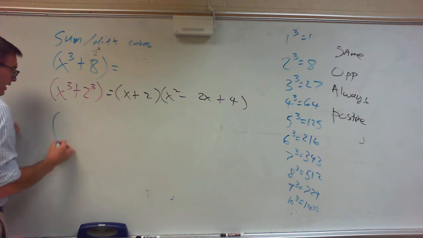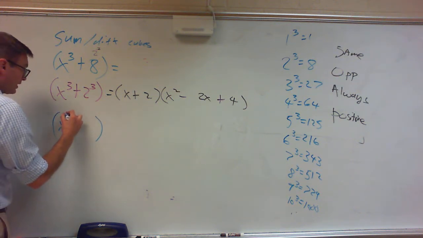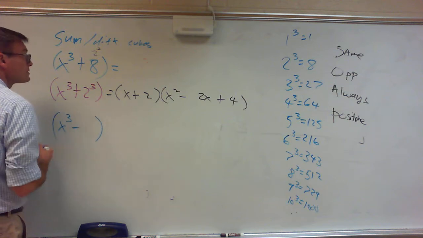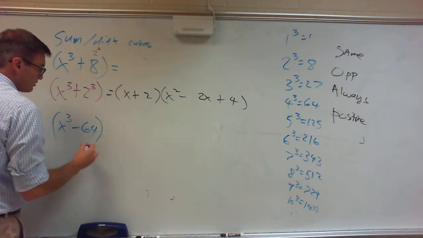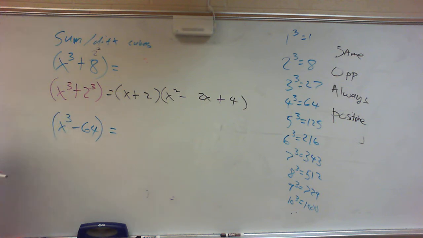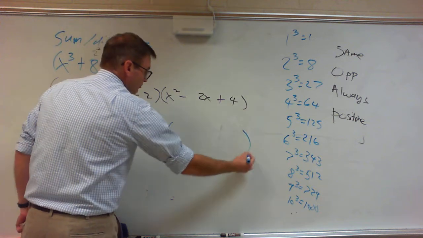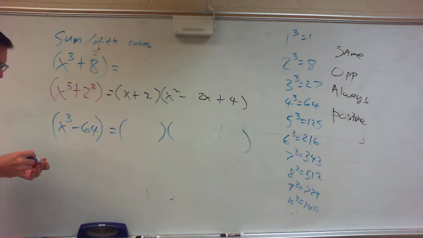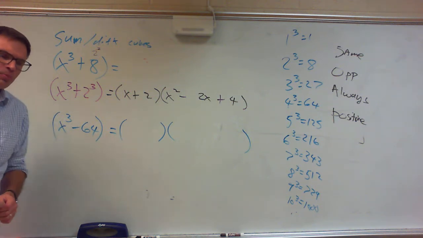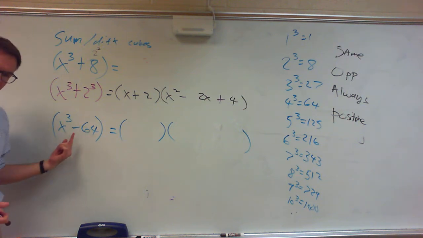Let's say I have x cubed minus 64. So we've got x cubed minus 64. Here's how this is going to work. It's going to factor as a 2-part thing, and it's going to factor as a 3-part thing. How we get the 2-part thing, first we have to look at this.